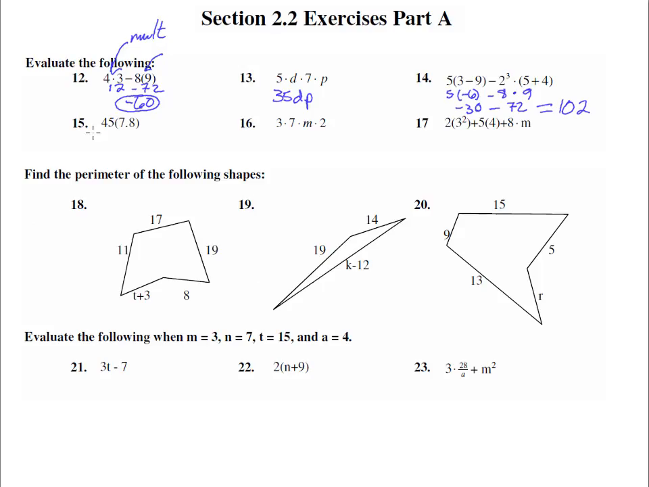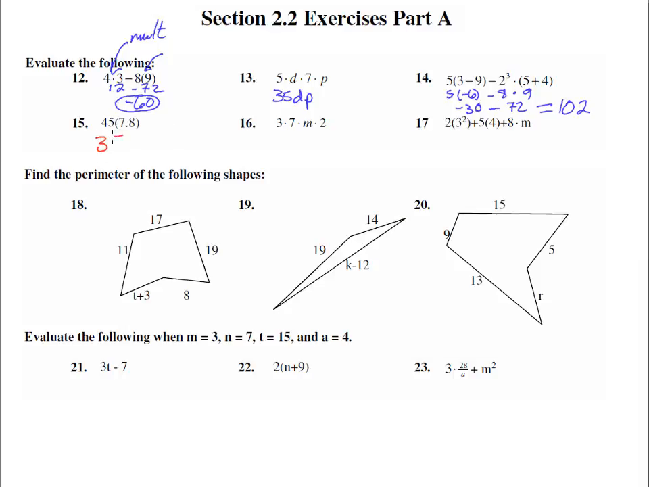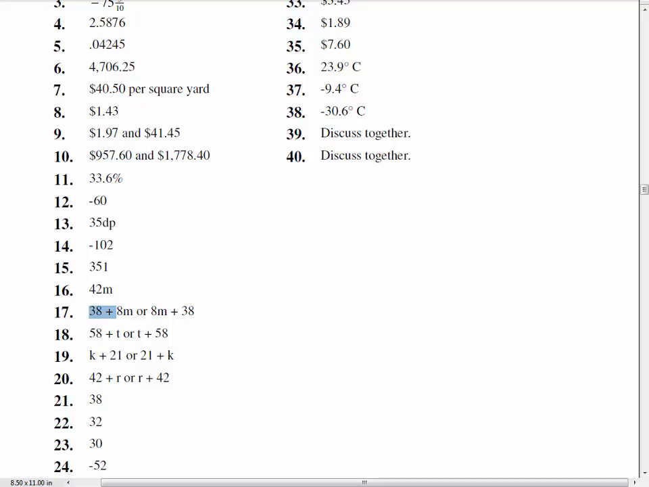Great. Number 15, 45 times 7.8. I'm going to pull out my calculator for that one. 45 times 7.8. I'll make it a little bit quicker, 351. Let's double check our answer. And we get 351 right there.